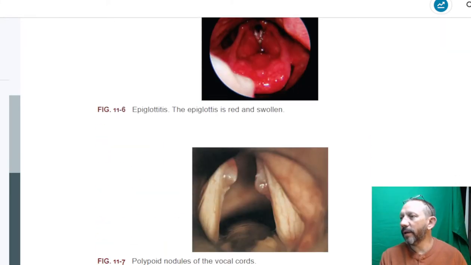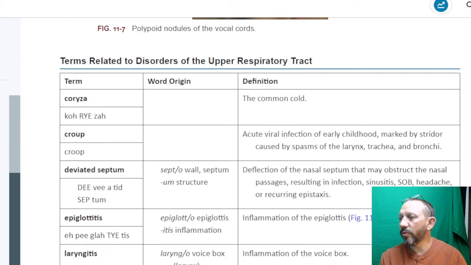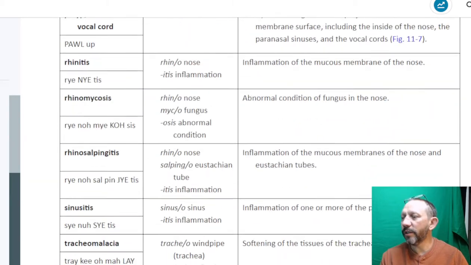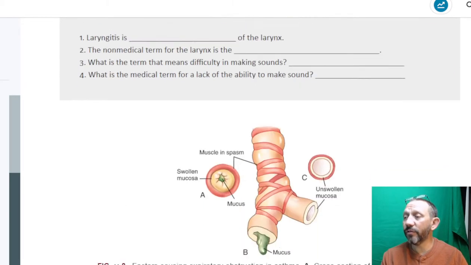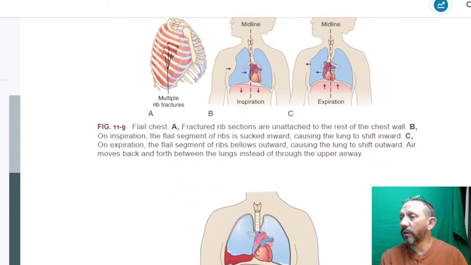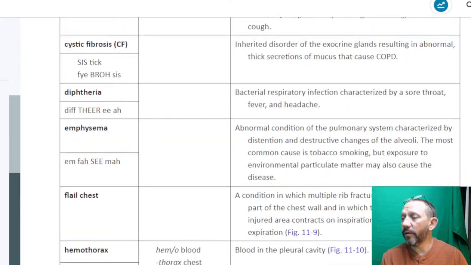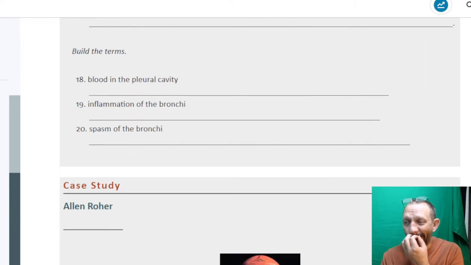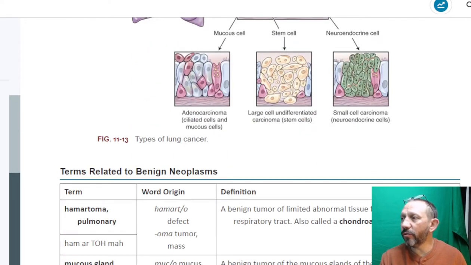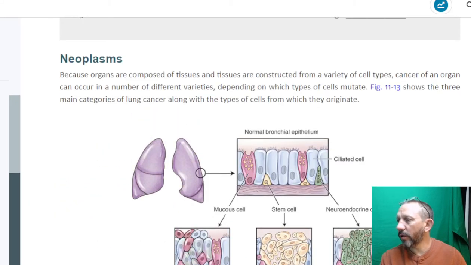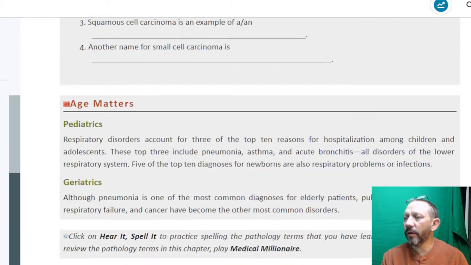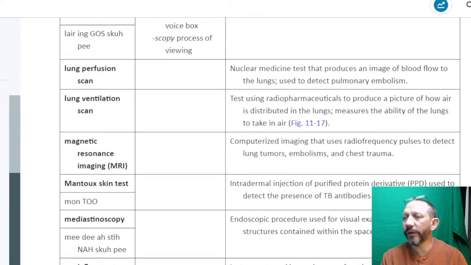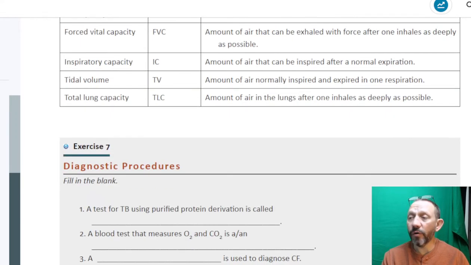There we go. Epiglottis is red and swollen. Nodules, okay, so there they are right there, the papilloid nodules. That's from oversinging. So Adele had that. Had to have surgery for that. Mucus, blah, blah, blah. Go through these. Okay, it's not bad. So we've done two different carcinomas. Very good. Okay. So again, go through this stuff here.